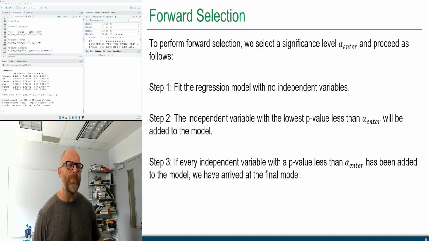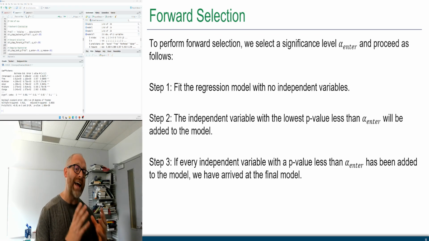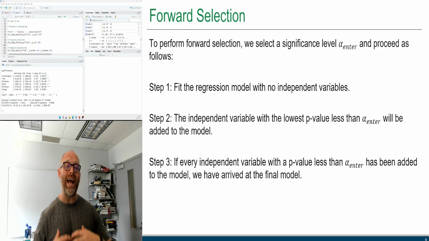All right, so to perform forward selection, we select a significance level. We're going to pick some alpha, and we're going to call this alpha sub enter. The general idea is we start off with a model with no predictor variables in there, so we need to put a predictor variable inside of there. This is where those p-values are going to come into play, and where that alpha enter is going to come into play. There's going to be some threshold. These things have to be significant enough to enter our model.